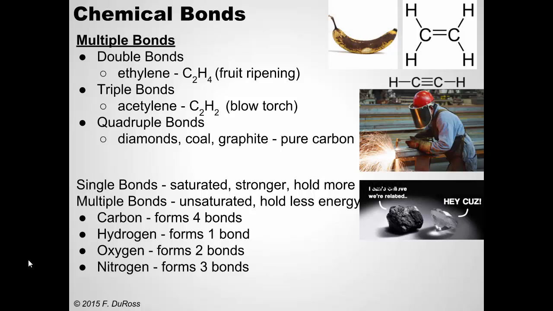So if you think about what we talked about last class, what are the 4 most abundant elements in living things? Oxygen, carbon, hydrogen, nitrogen, John. And we know that these atoms generally form a certain number of bonds because of those valence electrons. Carbon generally forms 4 bonds, hydrogen 1, oxygen 2, and nitrogen 3.